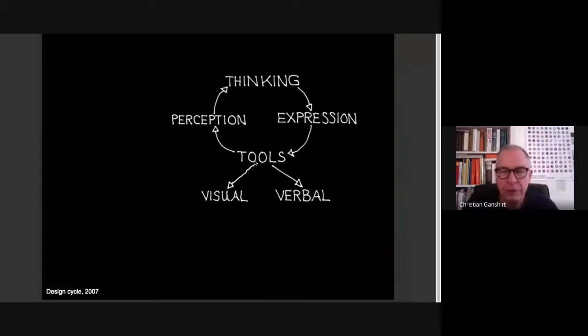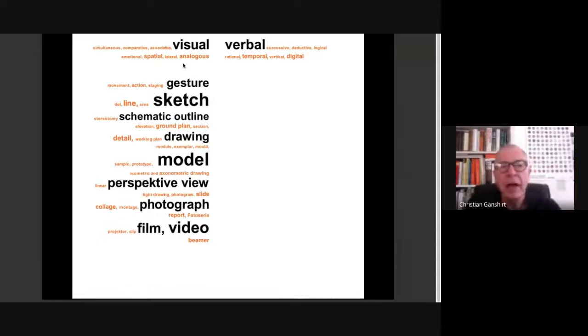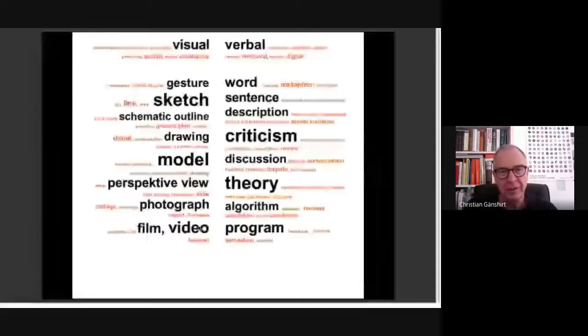And I started to look at these in a more systematic way, trying to understand their centrality for the design tool, for the design cycle, and understanding also the groups we have, because usually architects think what they have to use are visual tools, starting with very basic, very simple gestures, then sketches, drawings, models, perspective views, photographs, films, videos.